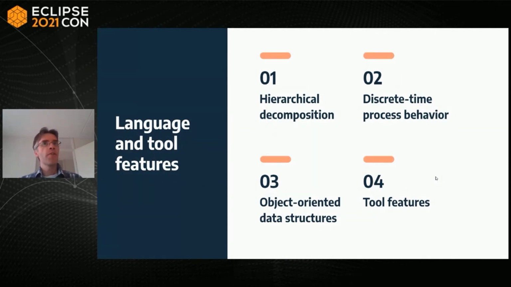So I will start with the first level, hierarchical decomposition. How do you model such a system decomposition? Then we dive deeper into the process behavior, discrete time process behavior. And then as a third step, we go to the object-oriented data structures. And then as a last one, number 4, will be the tool features. And for that, by that time, we'll go to William. But let me first continue with the language features.